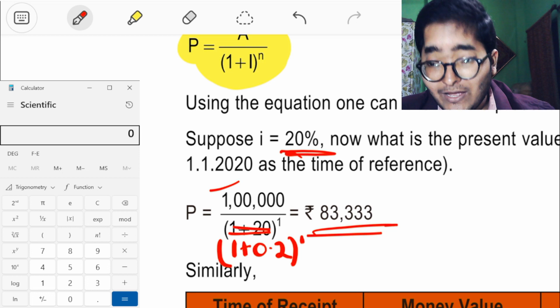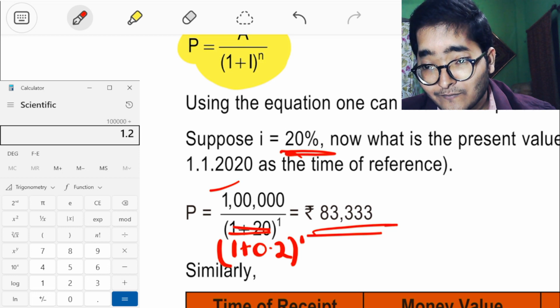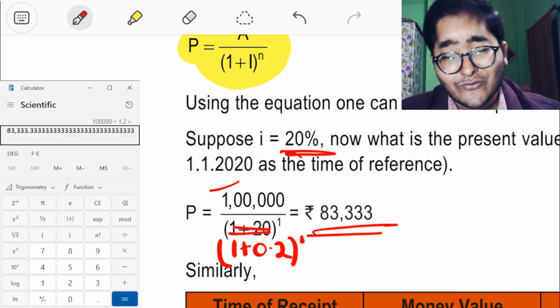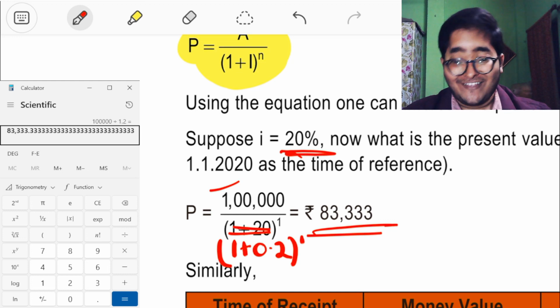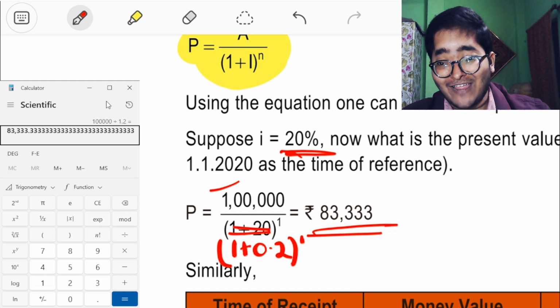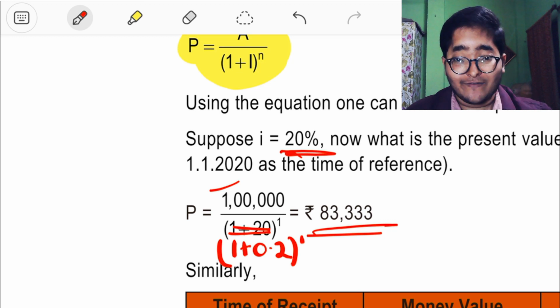So we are writing 1 lakh divided by 1.2 equals 83,333. So our formula is proven. Congratulations. I hope you are able to understand. Bye bye calculator. Let's see you now.